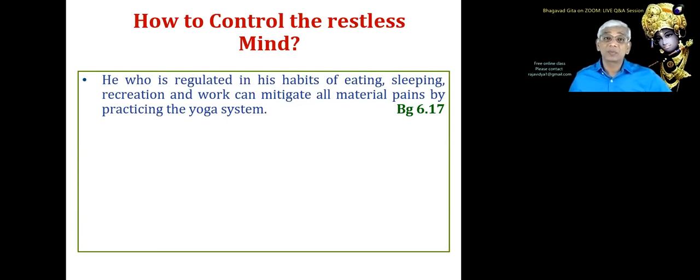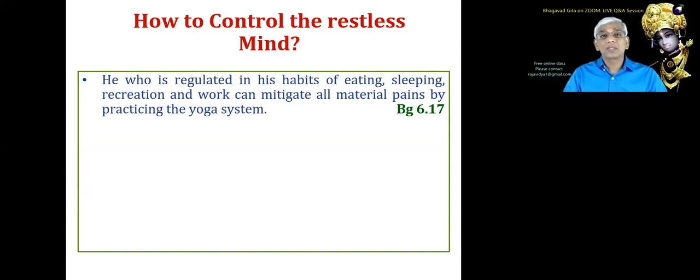So how to control the restless mind? That is our question today, our topic today. He who is regulated in the habits of eating, sleeping, recreation and work can mitigate all material pains by practicing the yoga system. That's what Krishna is saying. Yuktahara viharasya yukta chestasya karmasu yukta swapnavabodhasya yogo bhavati dukkha. Yukta means regulating. Ahara means eating. Vihara means recreational. Karmasu means our work. Swapna means sleeping. So one who is able to regulate all these things will be able to control the mind, and all our distress will be minimized.